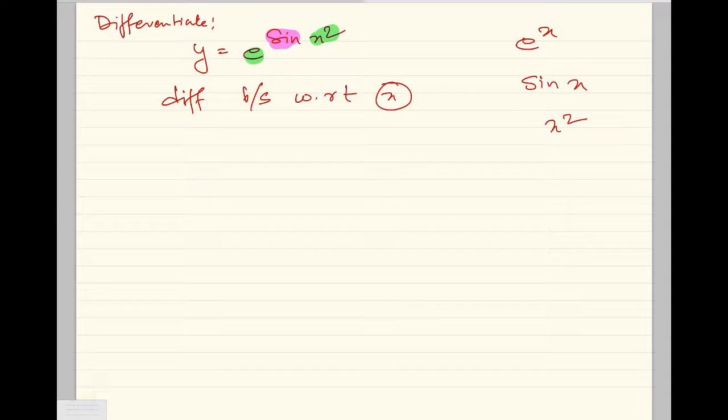But finally there is an x square. So you see, instead of x there is a sine x, and instead of this there is an x square. So that's why it's a 3-step chain. So do you understand this? Now how would you differentiate this?